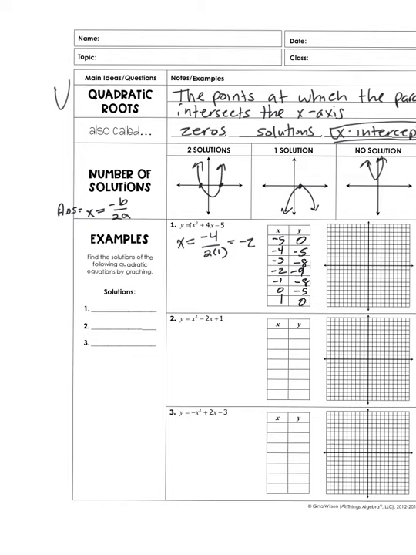Let's go ahead and graph it. Negative 2, negative 9. That's right there. And negative 3, negative 8. Negative 1, negative 8. 0, negative 5. That's halfway. And then 1, 0. And negative 5, 0. And so here's my graph.